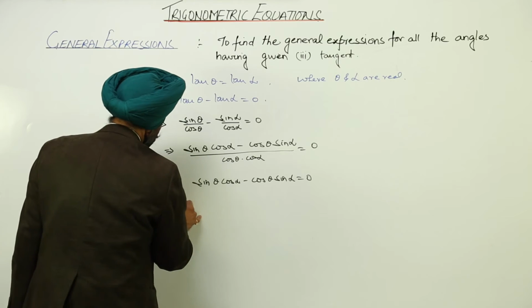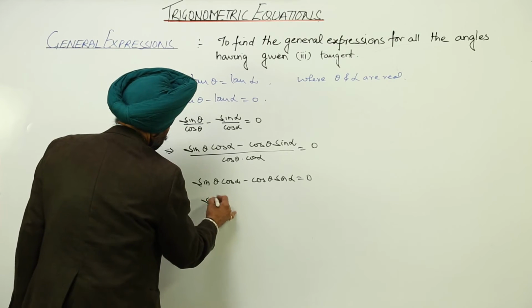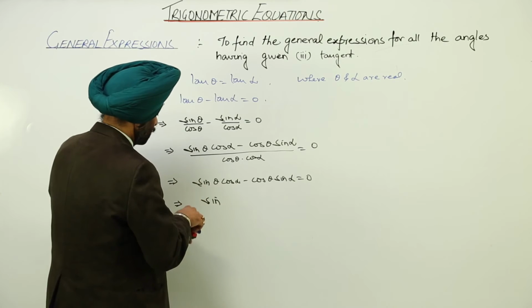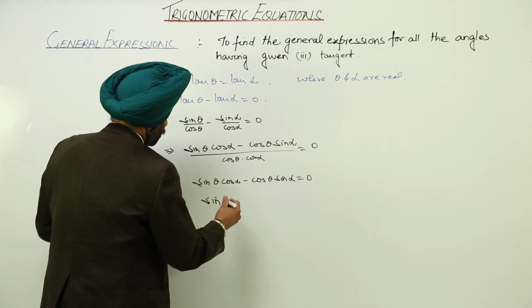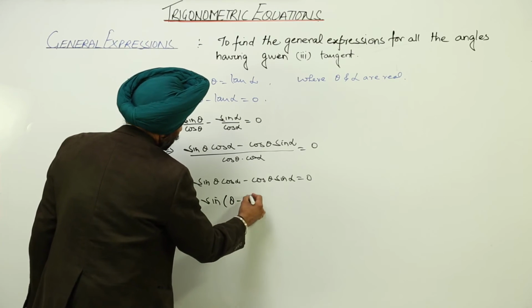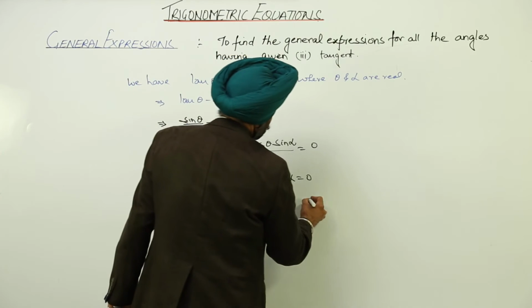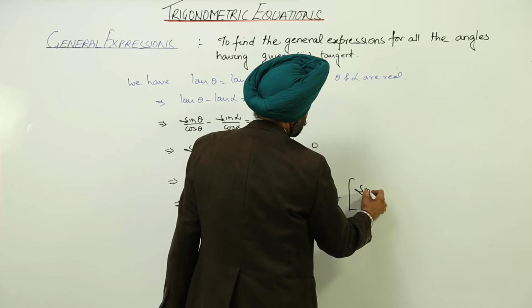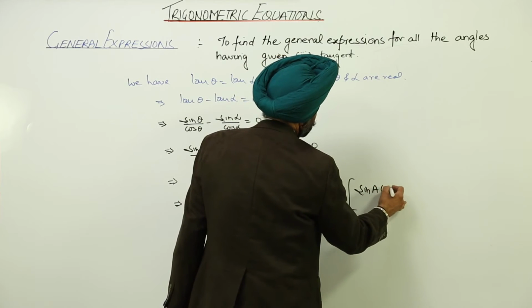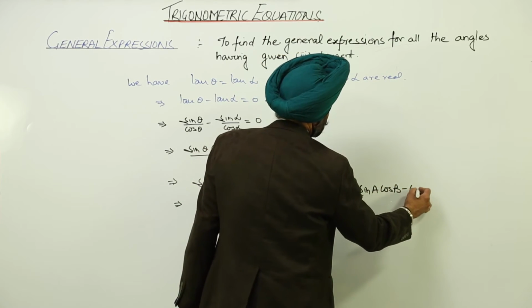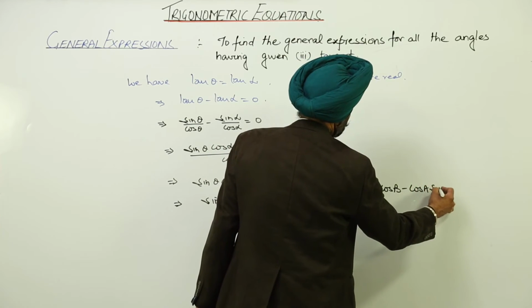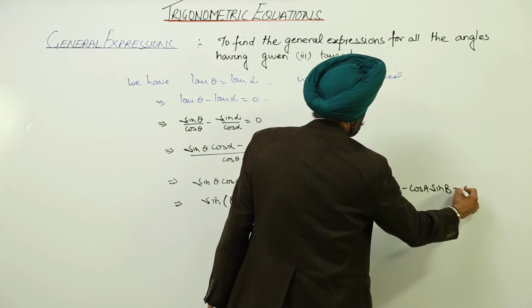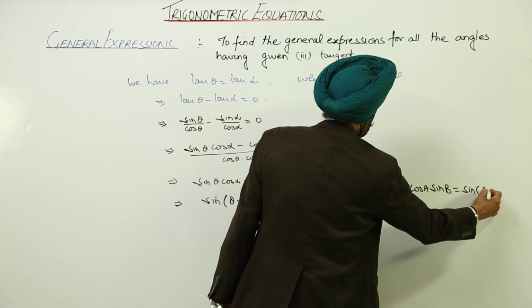Now this becomes sin theta minus alpha is equal to 0. Now what we have done here? We have applied a formula sin A cos B minus cos A sin B is equal to sin A minus B.